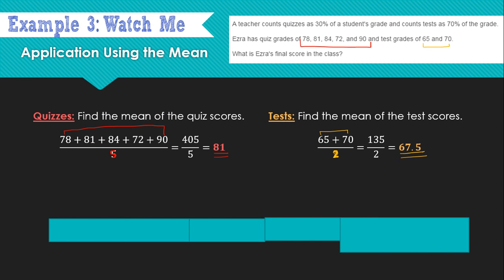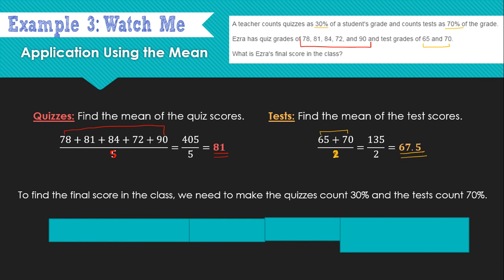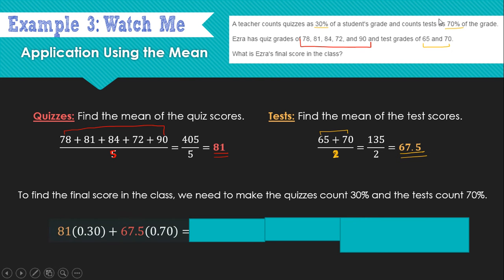All right, so what am I going to do with this? Well, it tells me that the teacher counts quizzes as 30% and tests as 70%. So now we're going to weight those averages. To find the final score in the class, we need to make the quizzes count for that 30% and the tests count for that 70%. So we're going to take the average of our quiz scores and multiply it by that 30% of their grade. Same with the tests. We're going to take that test average and multiply it by the 70% of the test grade.